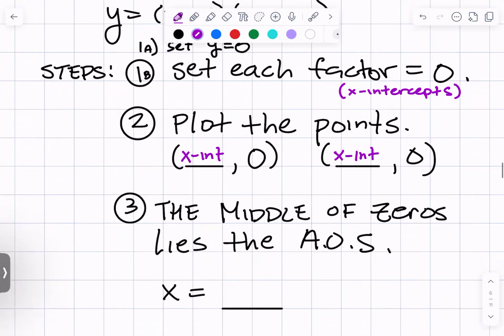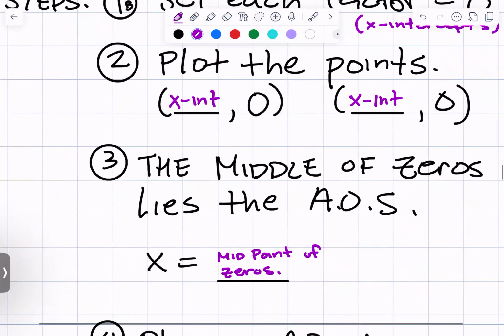Okay, I plot the points in the middle of the zeros, right? We plot the zeros, we plot the x-intercepts. In the middle of the zeros, there is the vertical line of my, or that there is my axis of symmetry, right? So x equals the midpoint of the zeros. Okay. All right.